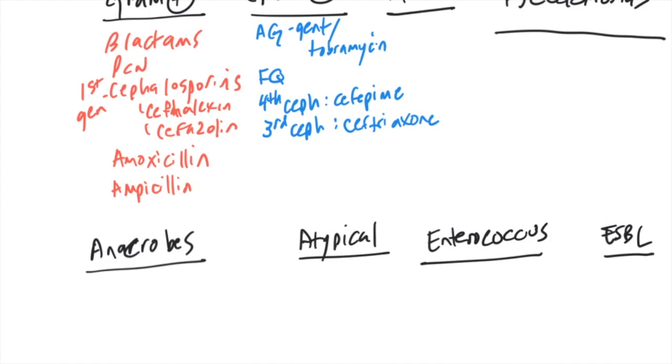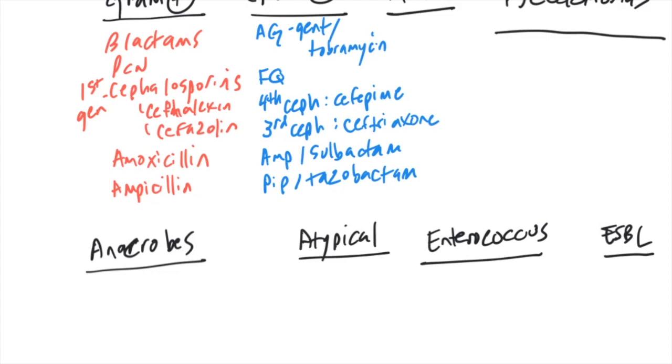You also have your beta-lactam and beta-lactamase inhibitor combinations like ampicillin sulbactam, piperacillin tazobactam. These are examples of combination beta-lactam and beta-lactamase inhibitor, and these have excellent gram-negative coverage.